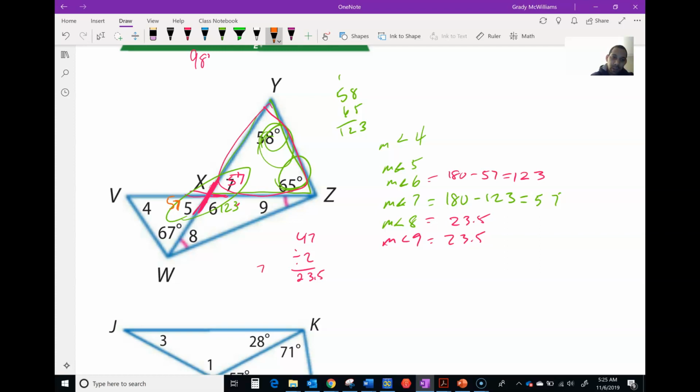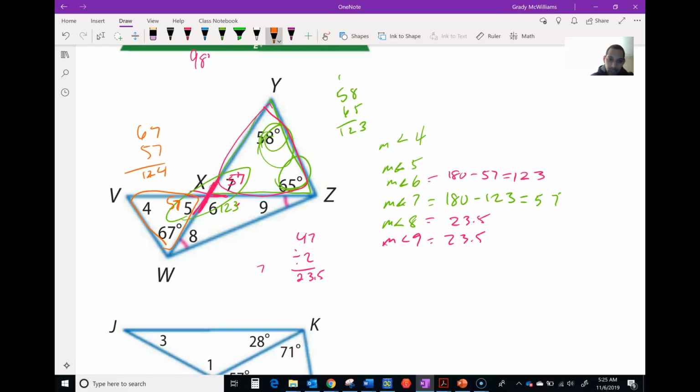And 57 and 67 would make 124. These two together are 124. And we should know that all three of these angles should make 180. So you could do 57 plus 67 plus x and put it equal to 180 and try to solve, but that's a lot of work.